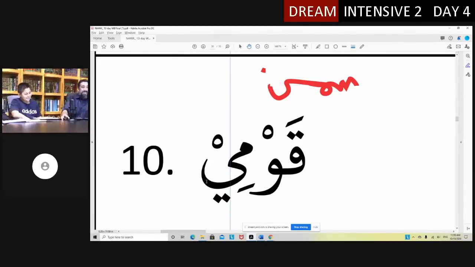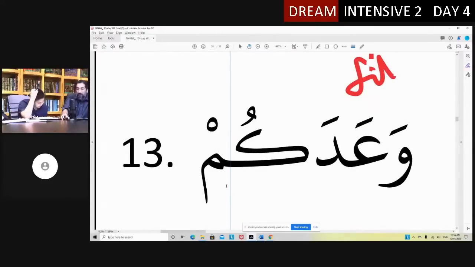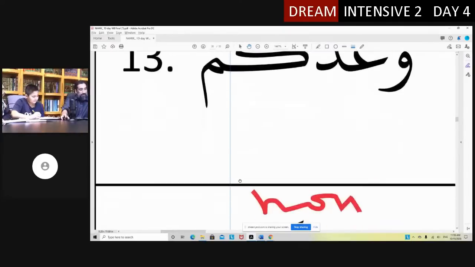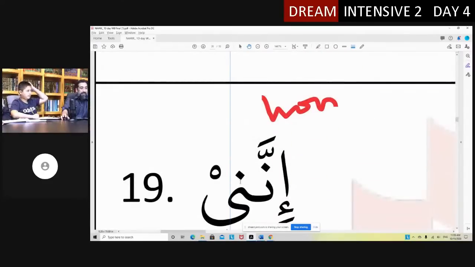Okay, Qawmi means my nation. Okay, number 12. It's a fi'l, therefore. That's 13. It's nasab. That's what I said. It's nasab. Number 16, nasab. Why? Because it's a harf of nasab, and it nasbifies it. It nasbalizes it, or nasbicates it.